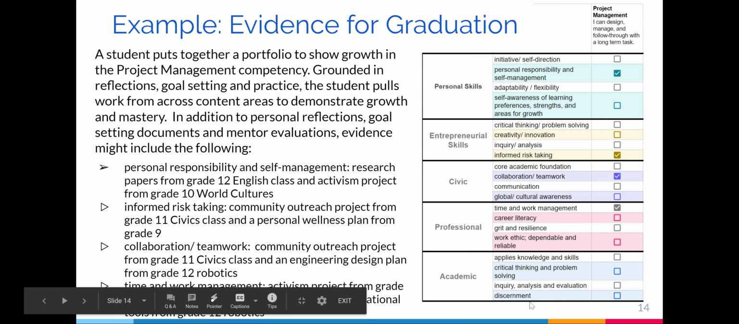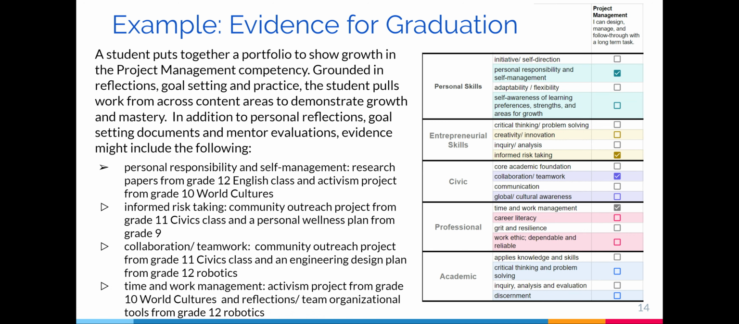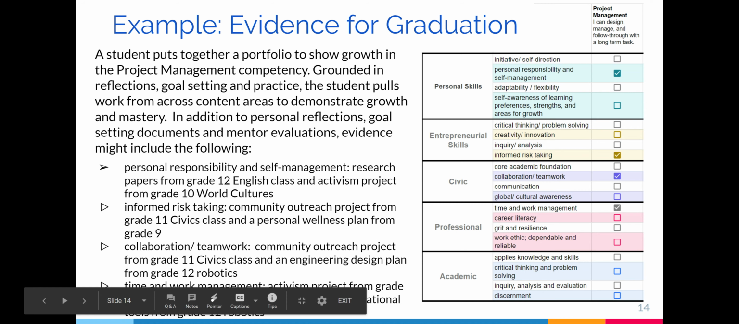Use an example of a portfolio organized around the 10 competencies. A student puts together evidence related specifically to project management, which is comprised of 4 essential performance outcomes. Grounded in reflections, goal setting, and practice, the student chooses artifacts from across content areas to demonstrate growth and mastery of each of those 4 performance outcomes. In this way, the student provides compelling evidence related to a specific competency. The evidence is broad, deep, and complex.